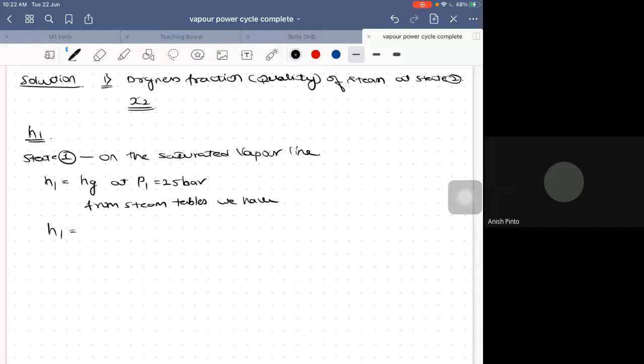Hg at a pressure of 25 bar is the value of h1. What is the value of h1 then?